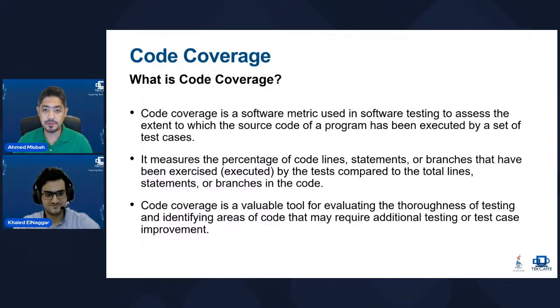So it basically measures the percentage of code lines, statements, branches that have been exercised by the tests compared to the total lines, statements or branches you have in a code, and you get a percentage. Now, the higher the percentage, the better your tests are. However, it's not always an accurate indicator that your tests are of good quality. So we would recommend that you use the mutation score as your primary metric and complement it with code coverage.